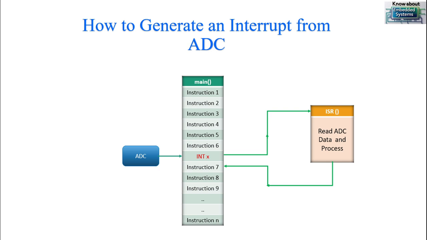In today's video, we will understand how to generate interrupt from ADC. You know that already in the previous coding part we have explained how to generate interrupt from timer. Then we have explained about PWM. Then we have explained how to generate interrupt from UART and SPI as well. So today we will concentrate on interrupt generation from the ADC.